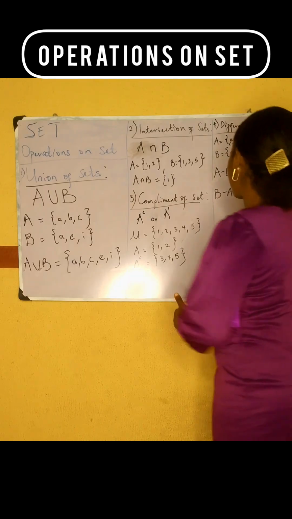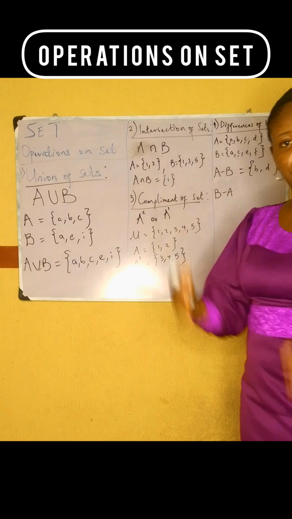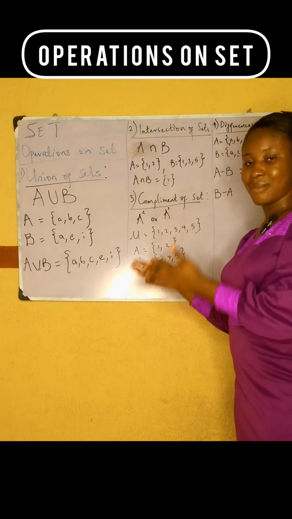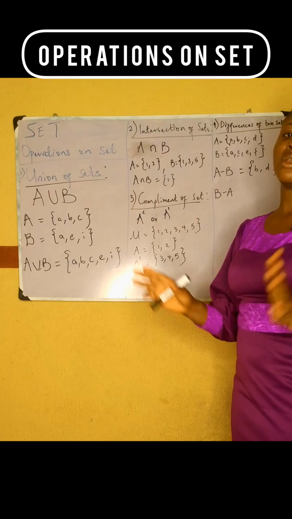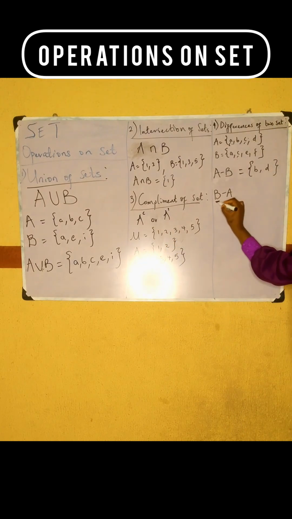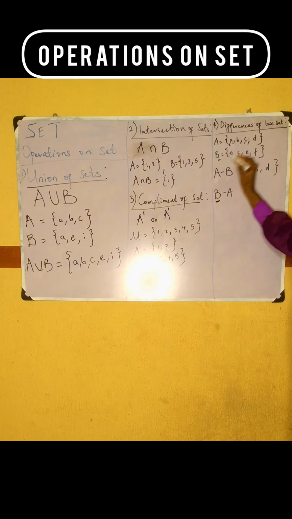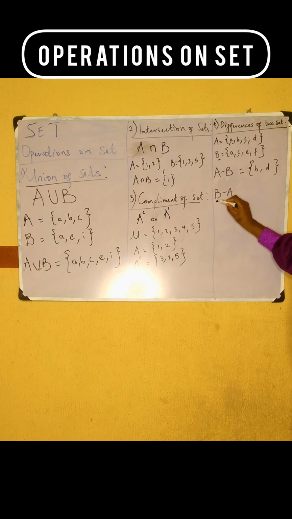But when we are looking at B minus A, we are trying to remove the elements of A from B. Any element that is an element of A, we remove it from B. So more like we are looking for B only. Because B came first, you focus on B. Then ask yourself, what elements of A are also in B? A and C, you remove them. If I remove A and C from B, what will remain? E, F.